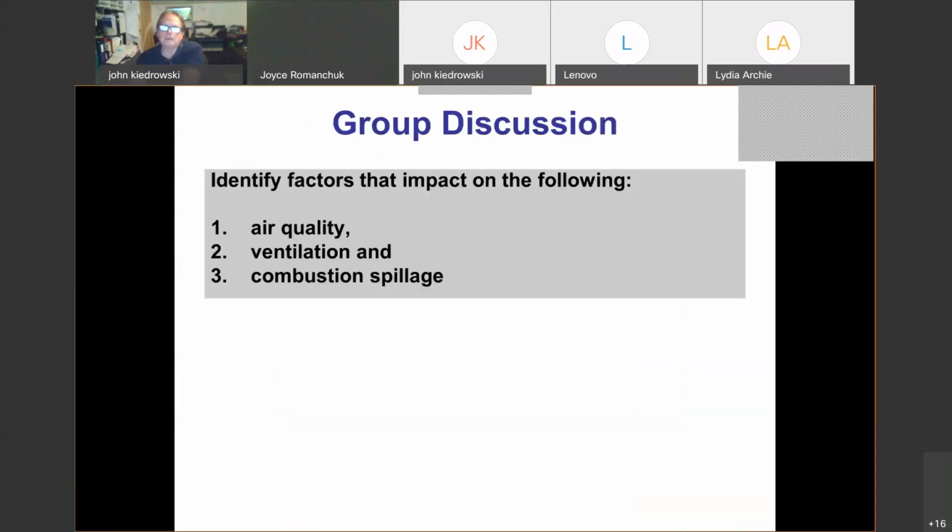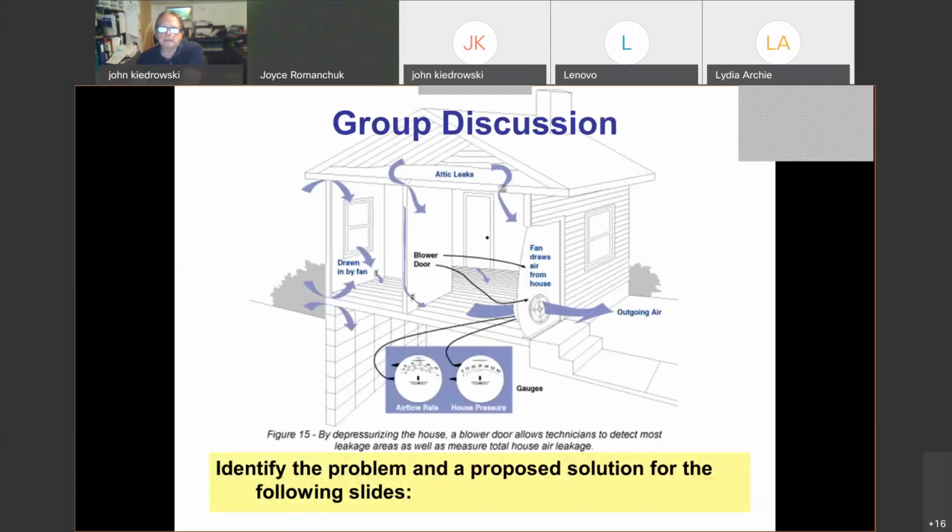So there was a group discussion. We're going to skip over that. Okay, so I was talking about the blower door. Identify the problem or propose a solution for the following slides.